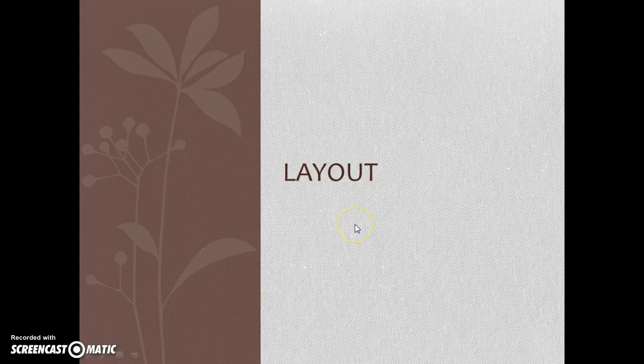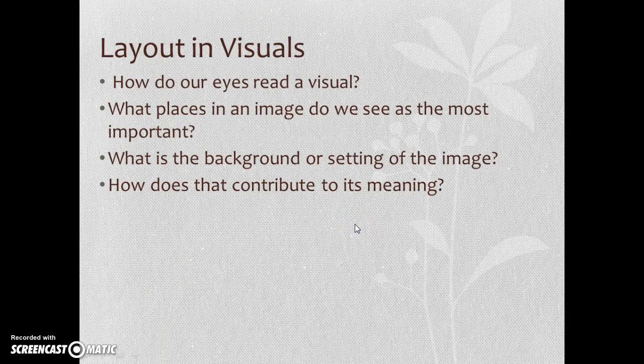So after we've thought about colors and how they work, we want to think about the layout of an image. Our eyes read a visual in the same way that we read text, from top left to bottom right. Your eyes are always going to gravitate to the top left first. If that's a blank space, it's going to move towards the middle, and it's going to end on the bottom right. So generally in an image, we tend to see things in the top left and in the center as the most important to us.